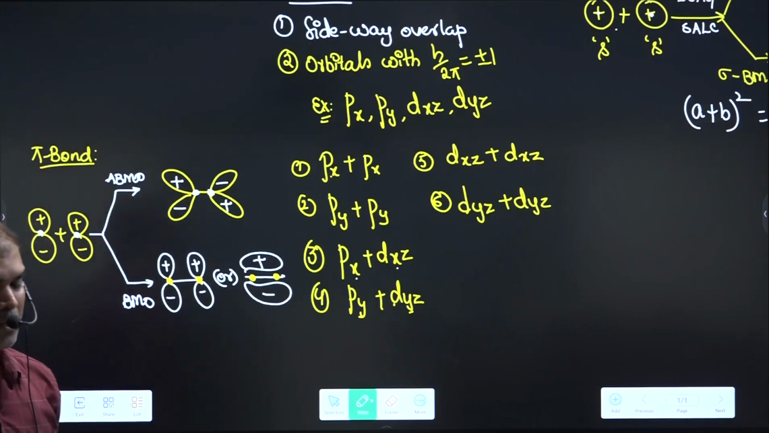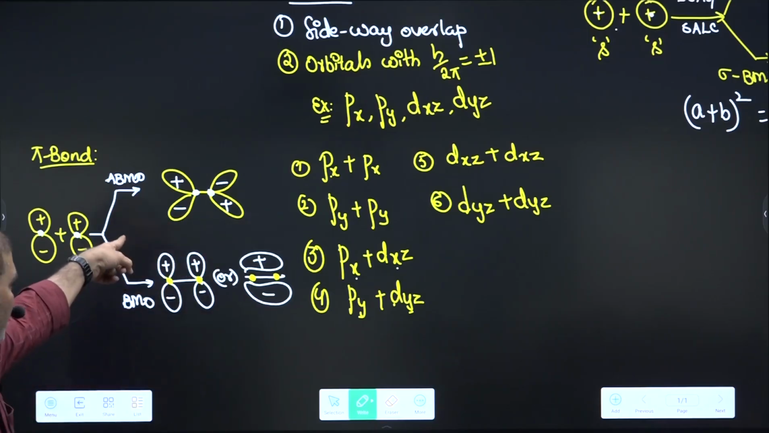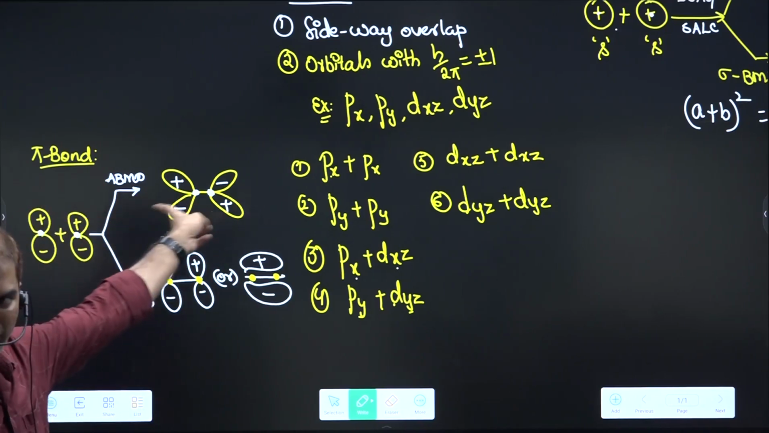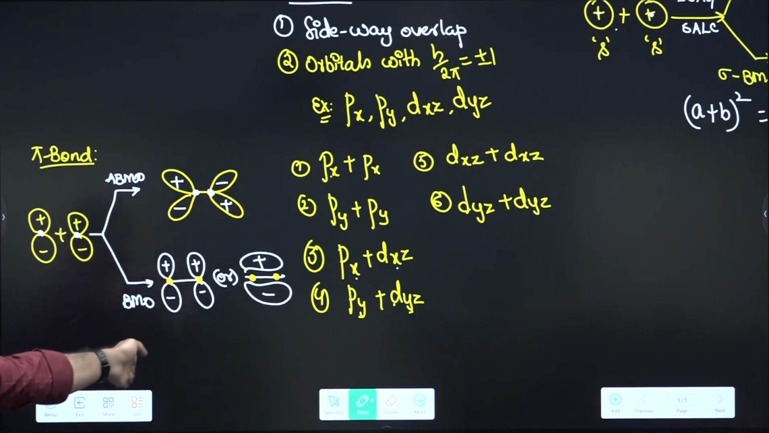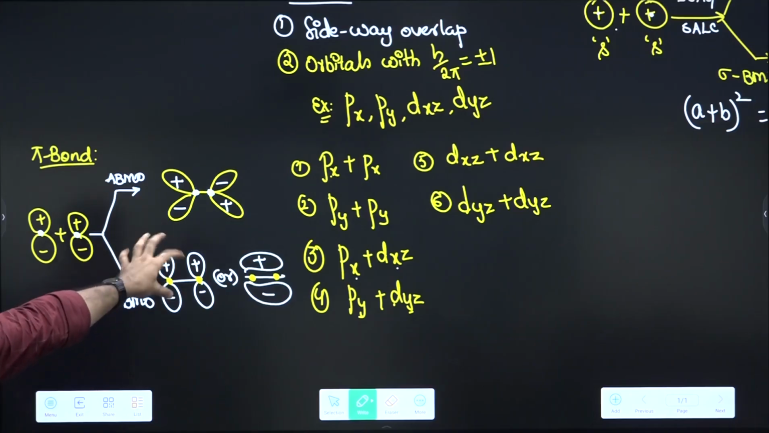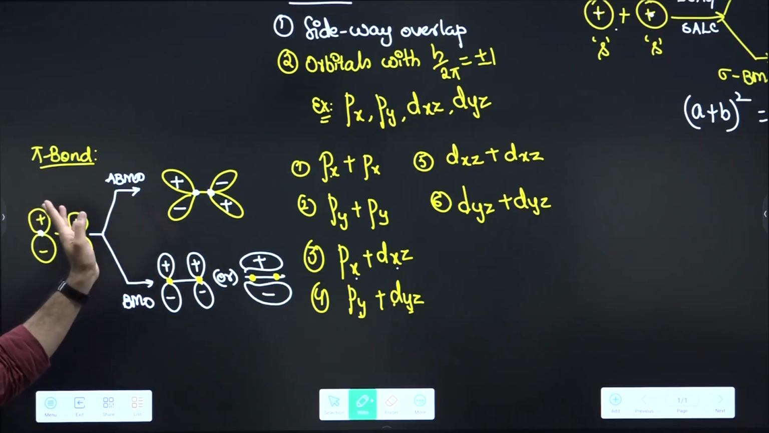And while drawing antibonding orbitals, please look at the diagram. How did I draw the lobes? They have to move away. But for bonding, straight. Either you put straight or you join them, combine them. But for antibonding, they should go away from one another, from the nucleus. So above you can see plus minus, below also you can see plus minus.